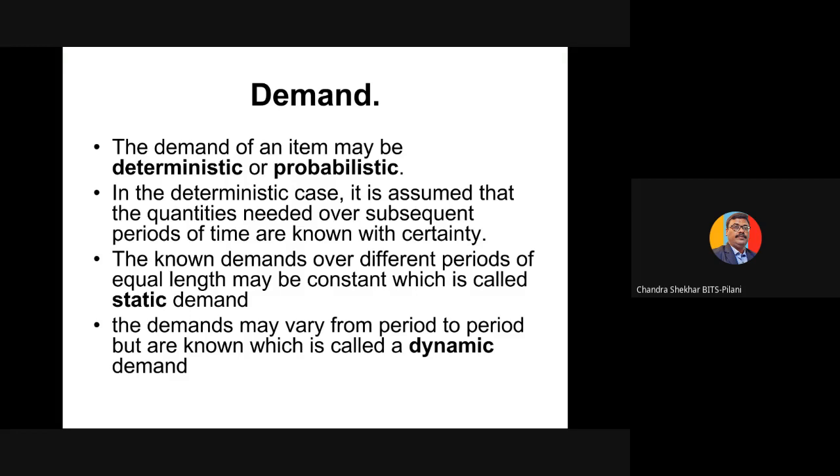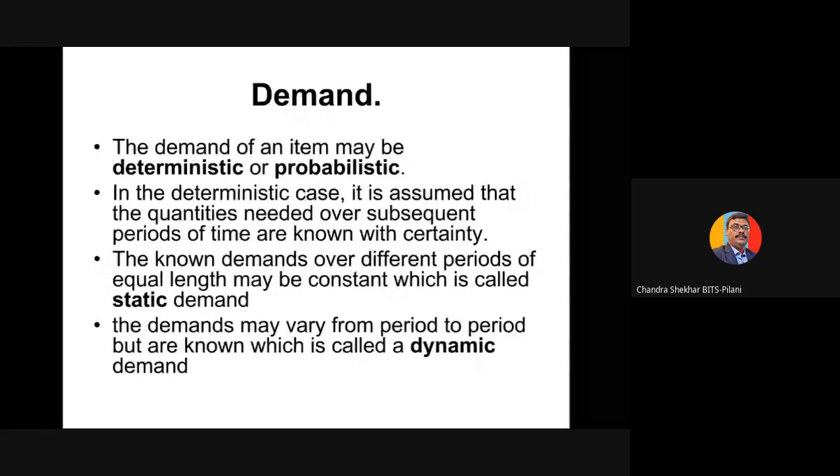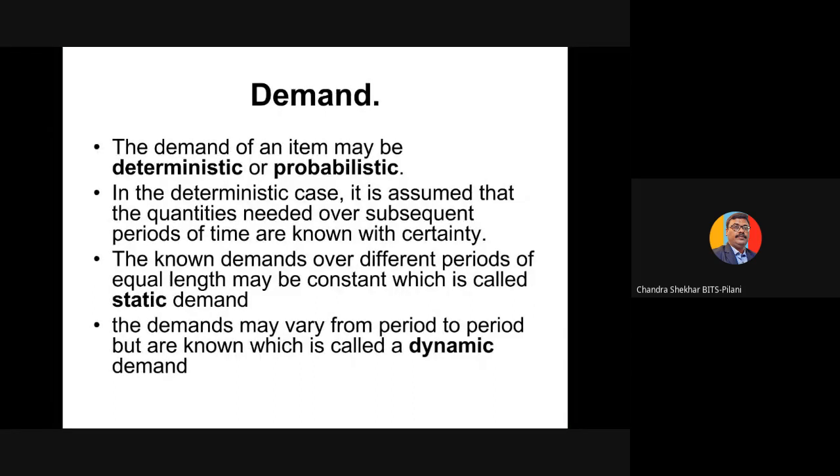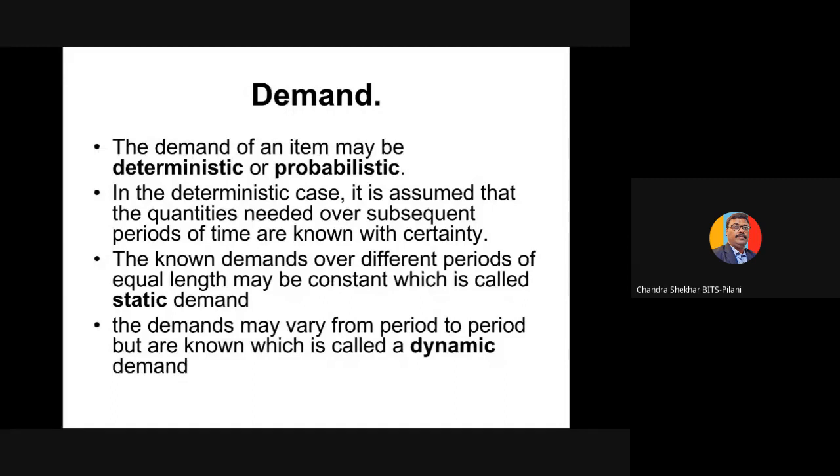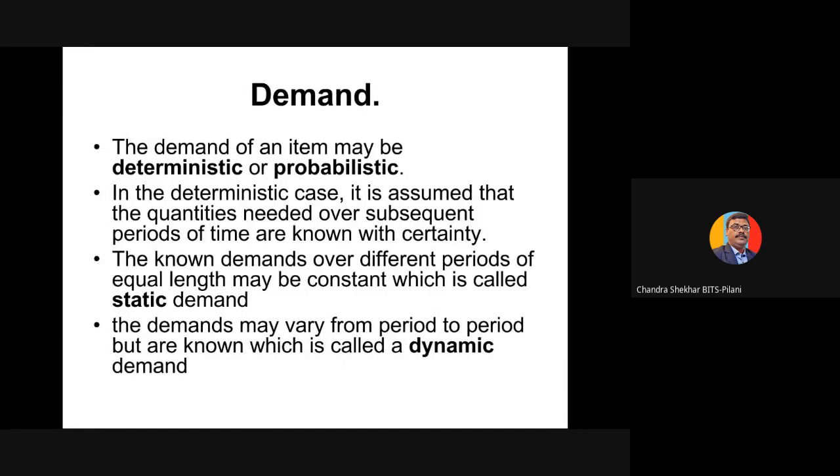Static demand means the known demand over different periods of equal length may be constant, which is called static demand. For the different periods of length, if we know what the demand is, then we say it is a static demand, it is a constant. In dynamic demand, the demand varies. The demand may vary from period to period, but is known, which is called dynamic demand. In this case, we have variable demand in the different periods. Then we say it is the dynamic demand.